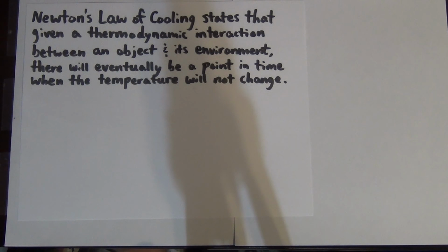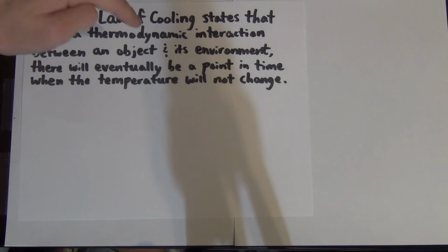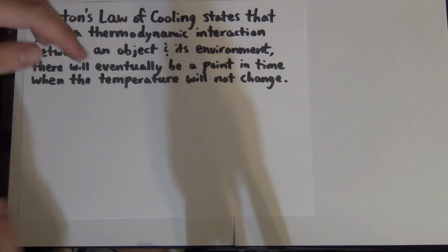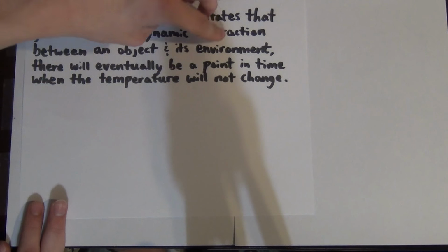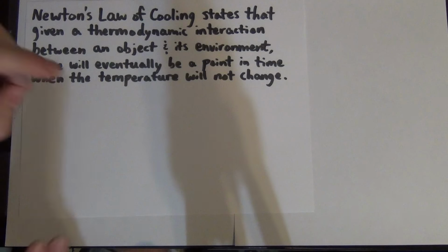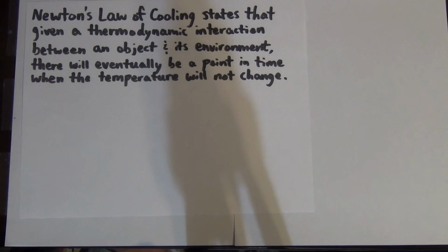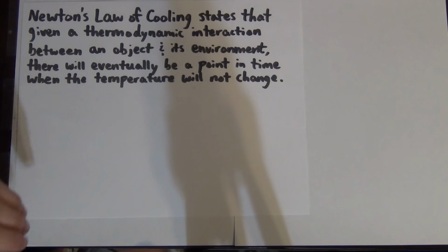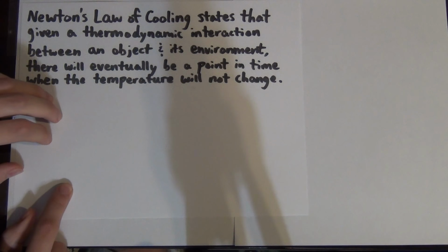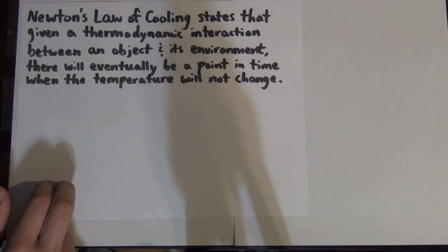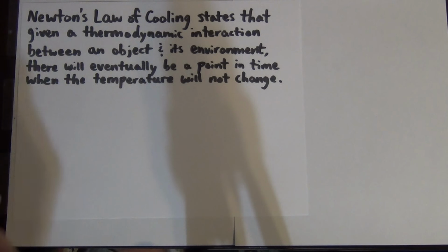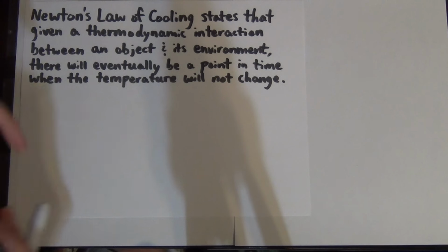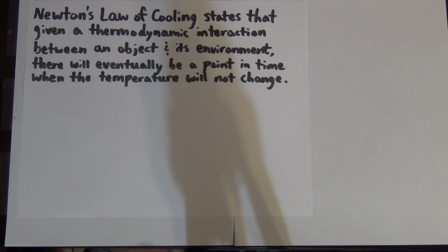There's a principle in thermodynamics called Newton's law of cooling, and it states the following. Given some sort of a thermodynamic interaction where heat's being exchanged between an object and its surroundings, eventually there will be a point in time when they don't interact anymore, where their temperature will not change. So if it's wintertime and I take a hot cup of coffee and put it outside, yeah, that cup of coffee is going to get colder, but it's not going to go to freezing. It's not going to be exactly the environment temperature, right? It's not going to be -20 eventually because it's water. It's not going to change as quickly as you might think.